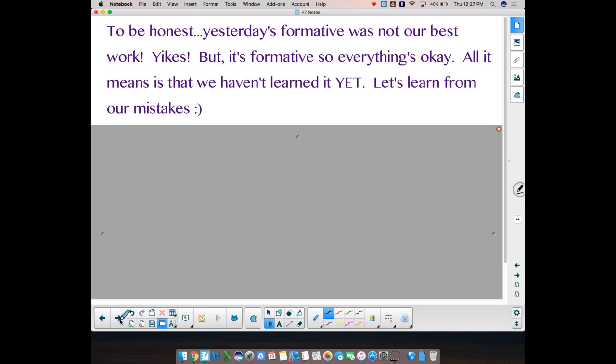Yesterday's formative was not the best effort that I've seen. You get it, it happens. We asked a lot of you. We asked you to, on your own, learn 3 sections, and then we went through some different ways of teaching the other 3 sections too. So I get it, but that doesn't mean really anything because it's formative.